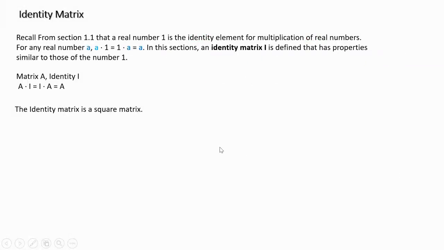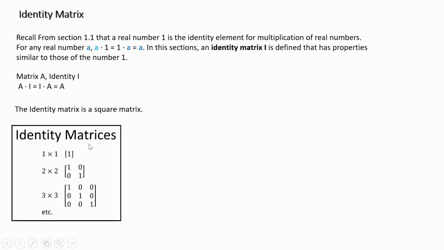Okay, now, hey guys, this is called the identity matrix. It is notated by the letter I for identity. For example, from section 1.1, the real number 1 is the identity element of multiplication in real numbers. Why? Because 1 times any number will give us that number. For example, A times 1 is the same thing as 1 times A, which will give us A. In this section, I is the identity matrix.